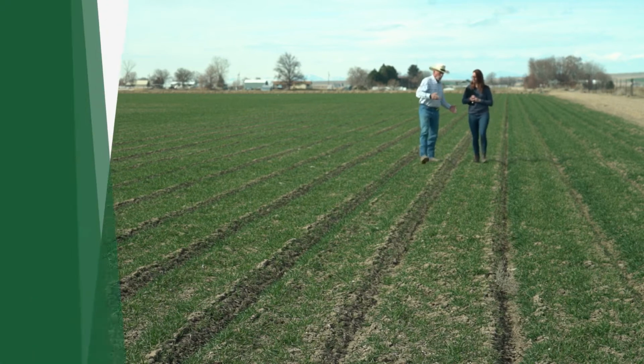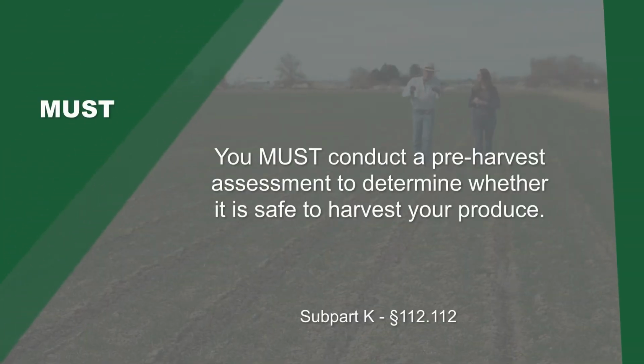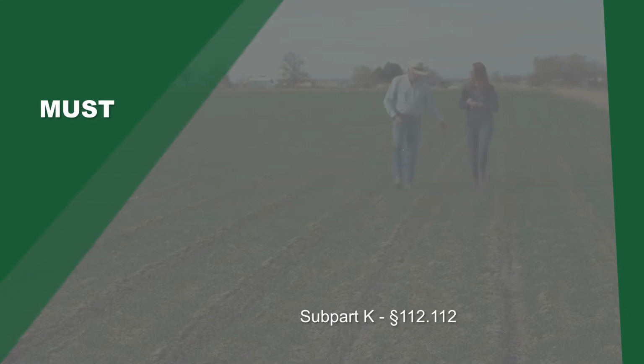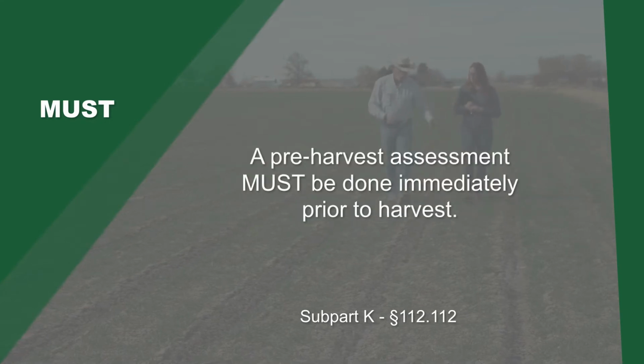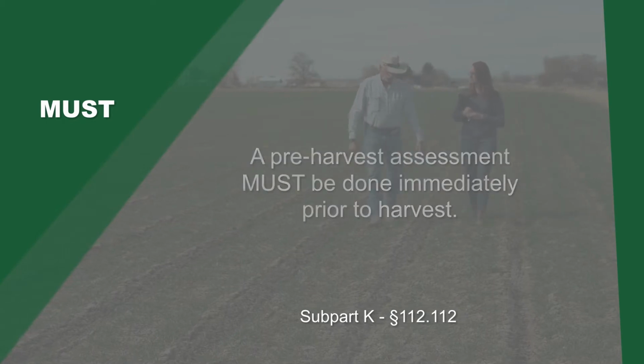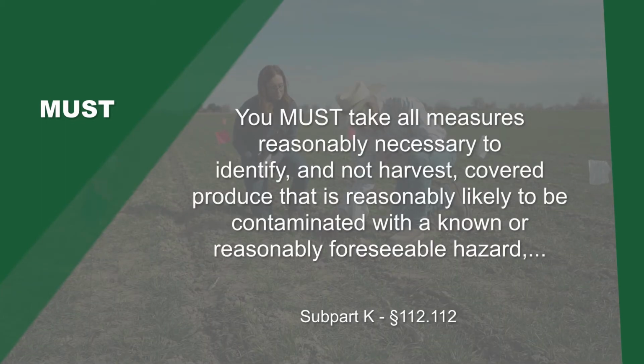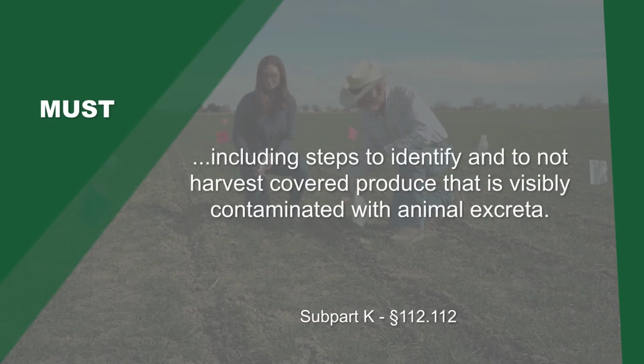In addition to your overall farm assessment, you must conduct a pre-harvest assessment to determine whether it is safe to harvest your produce. A pre-harvest assessment must be done immediately prior to harvest. Section 112.112 states you must take all measures reasonably necessary to identify and not harvest covered produce that is reasonably likely to be contaminated with a known or reasonably foreseeable hazard, including steps to identify and to not harvest covered produce that is visibly contaminated with animal excreta.